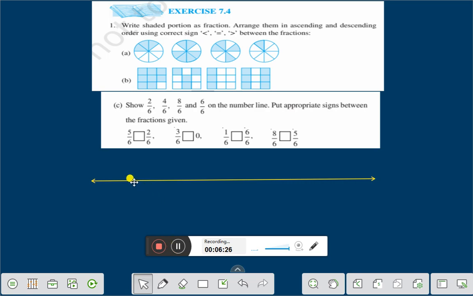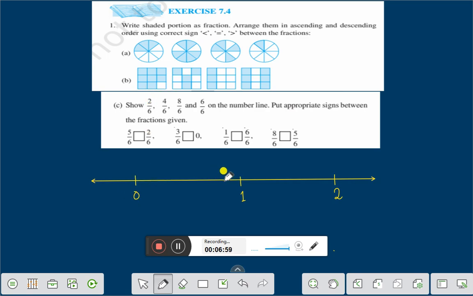First of all, we divide this number line. 6 by 6 is 1, and this is 0. Let us take this as 0. Here it is 1. Here it is 2. Right? Now we'll divide it for 2 by 6.